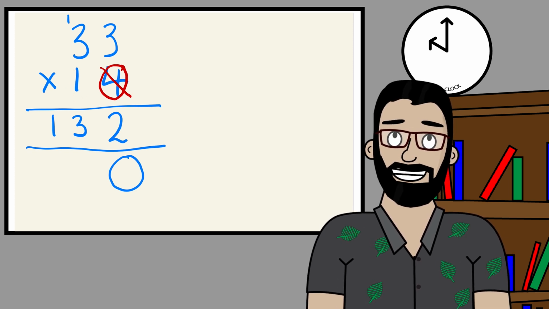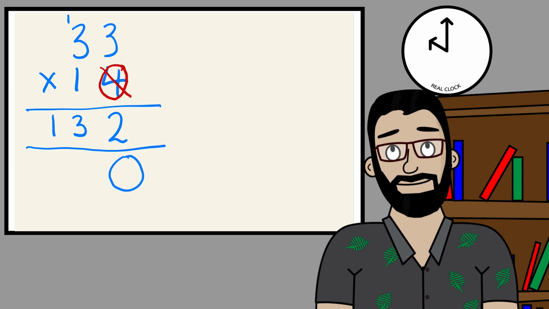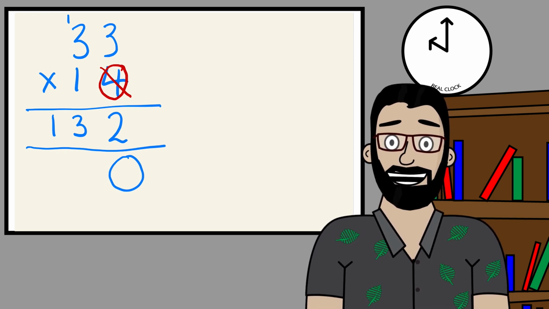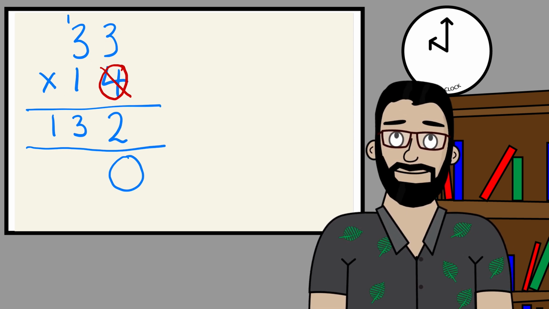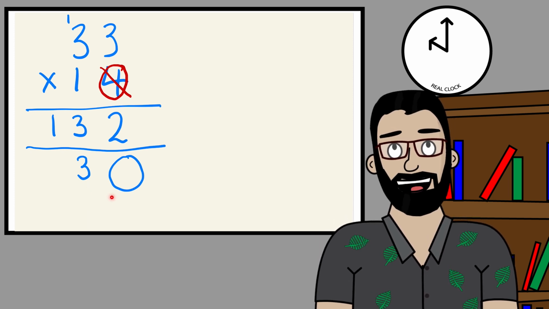But let's do it exactly the same way as we would when we're doing multiplication in the units column. So let's go with 1 times 3. 1 times 3 is 3. Notice how it's gone here in the tens column and not in the units column. Now that's because we're working in the tens column now. We're finished with the units column.